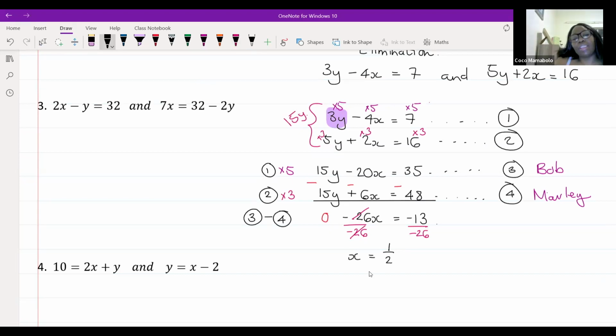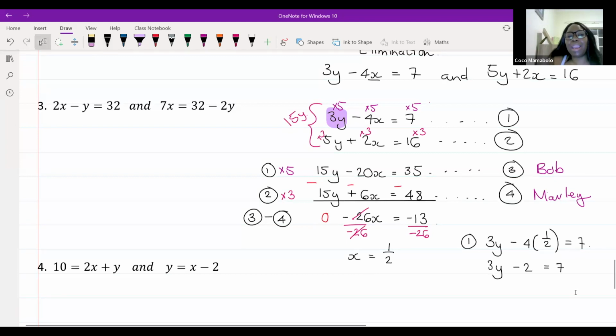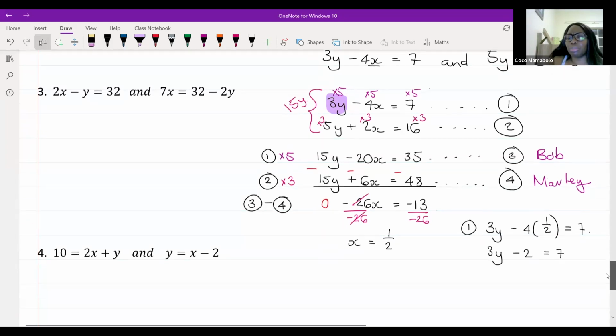All right, and now that I know what x is, I can go back into equation 1 and sub in what x is. Equation 1 says 3y minus 4x, so I'm going to go minus 4 times a half is equal to 7. Mbulelo, check again. 3y, and then negative 4 times a half will give me minus 2. Is equal to, oh no, you're correct. You're absolutely correct. Sorry, Mbulelo. In my mind, the answer is 1. I don't know how I got that into my head.